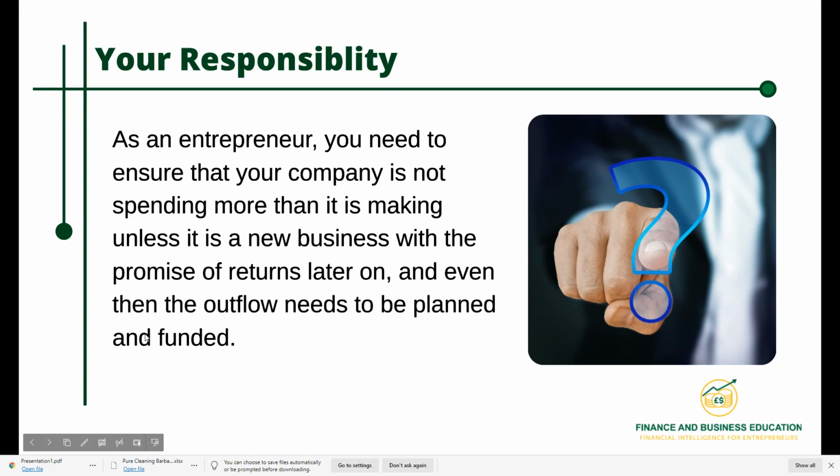So effectively, we've come to the end of this section. We come to the end of the cash flow prediction model. As I said, it's your responsibility to manage your cash flows, because failure to manage your cash flow can result in business collapse. All right.